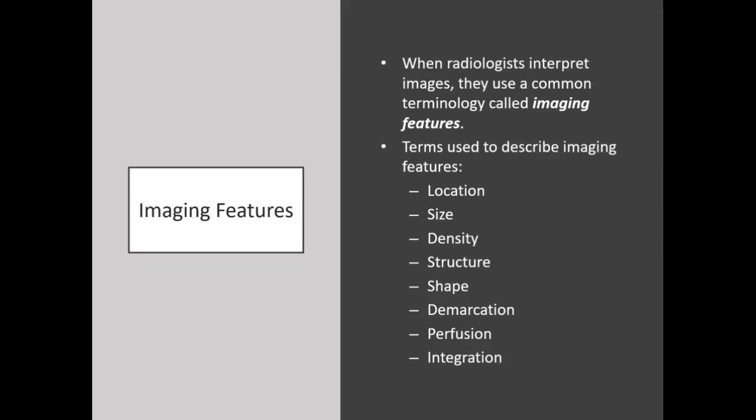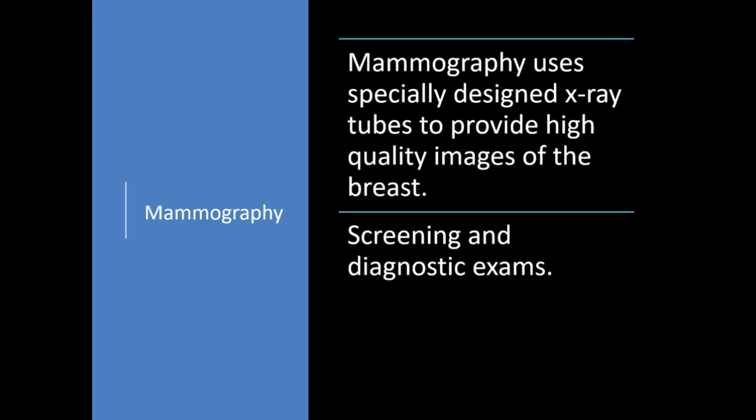Imaging features. When a radiologist interprets an image, they commonly use terminology called imaging features. Terms used to describe imaging features are the location, size, density, structure, and shape. Does it perfuse? Is it integrated? So they use different terms to help describe.